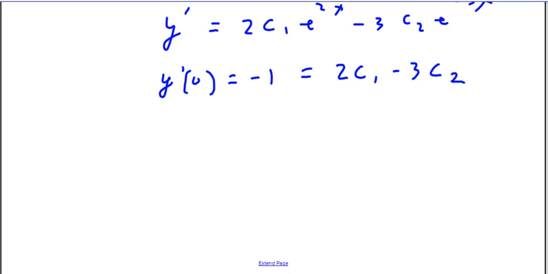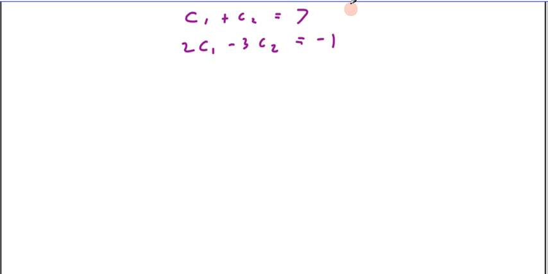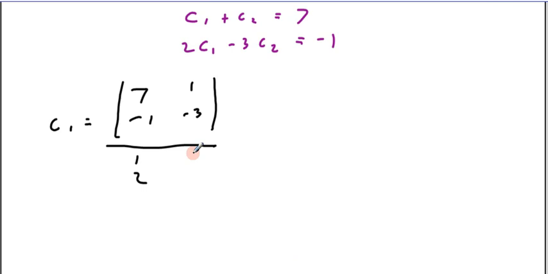All right, so I have two equations, two unknowns, which is always good. C1 plus C2 is equal to 7. And 2C1 minus 3C2 is equal to minus 1. We can just put that on our calculator and get the right answer if we wanted to. But because this is a math class, we'll use Cramer's rule again. C1 is the determinant with 7, minus 1 in the first column and 1, minus 3 in the second, divided by the determinant of 1, 2, 1, minus 3. At the bottom, we got minus 3, minus 2 for minus 5. On the top, I've got minus 21 plus 1 for a minus 20. So C1 is a 4.